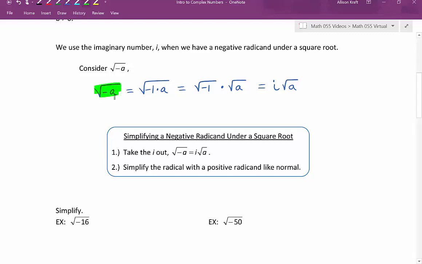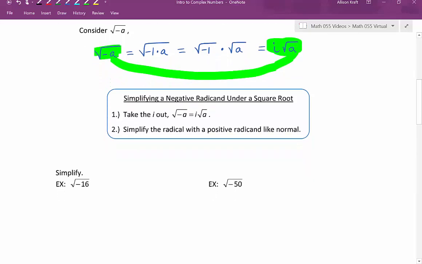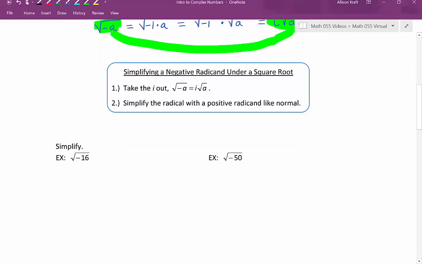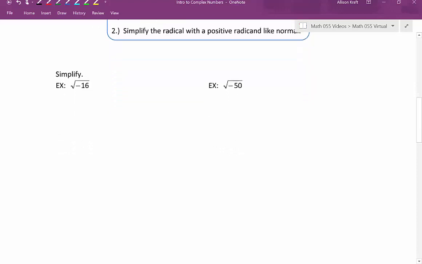So how do we get from here to here without all the extra steps? Well, simply take the negative out and put an i in front. So to simplify a negative radicand under a square root, you're going to start by taking the i out, making the square root of -a equal to i square root of a. From there, you want to simplify the radical with a positive radicand like we do normally.